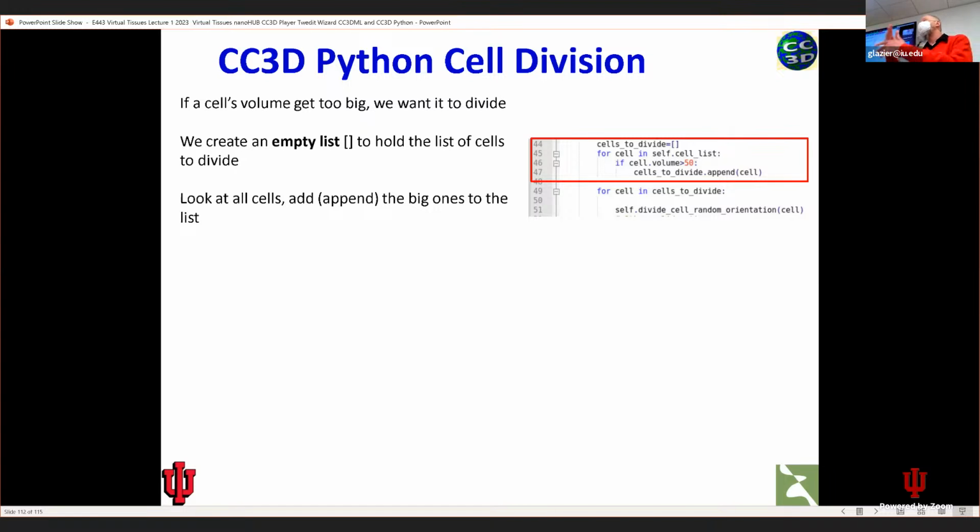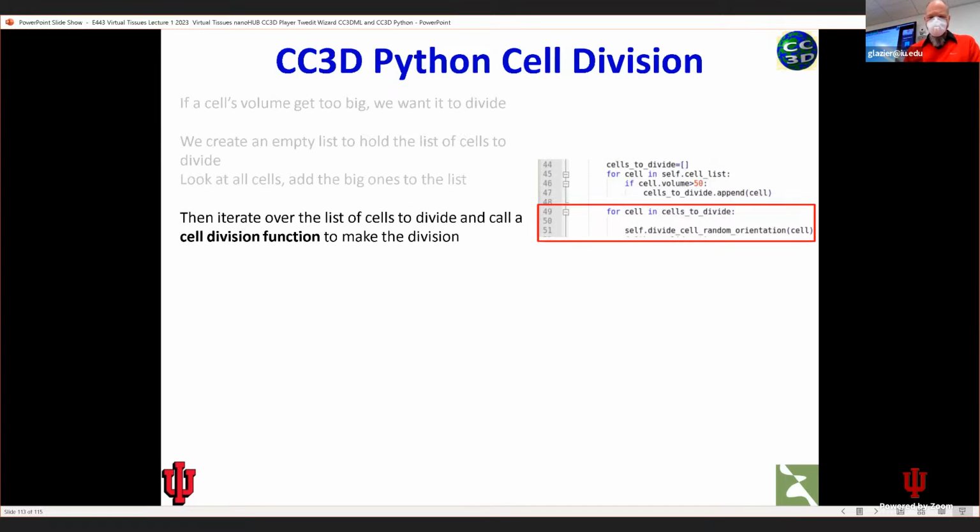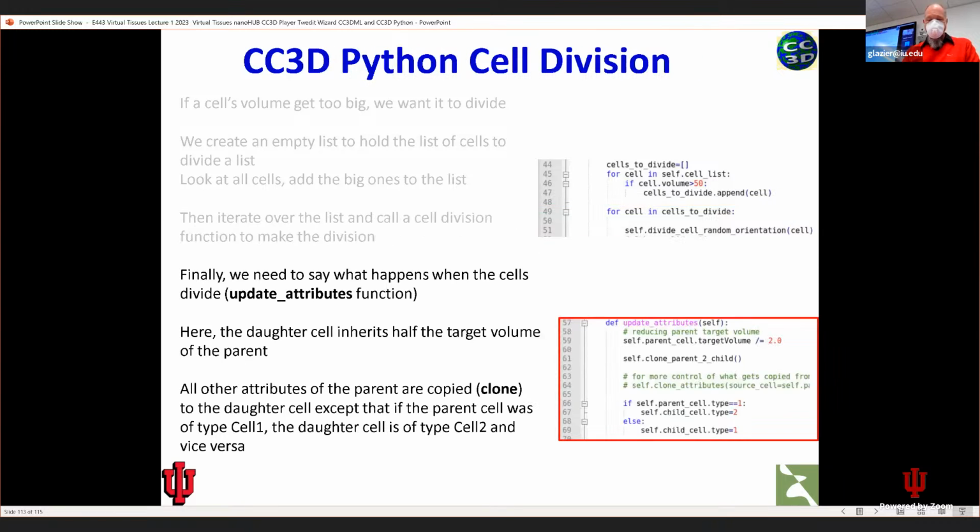And we're going to divide them with random orientation. If we were doing bacteria, we divide them along the long axis. Sometimes we could divide them along the short axis. We could divide them along cleavage planes that we define. We have a lot of options. So we divide them along a random direction.